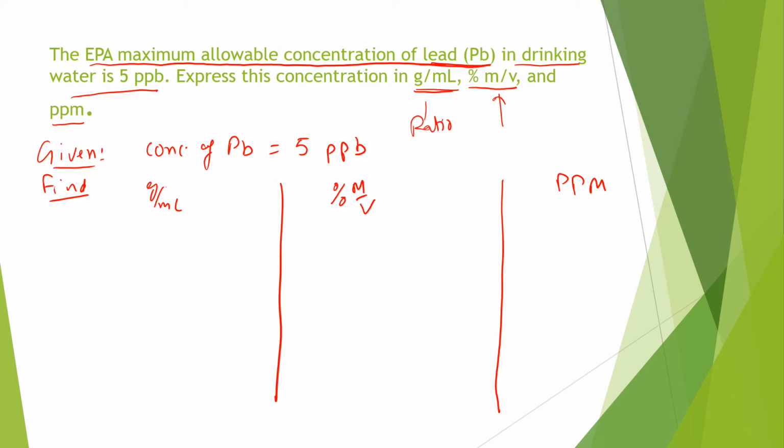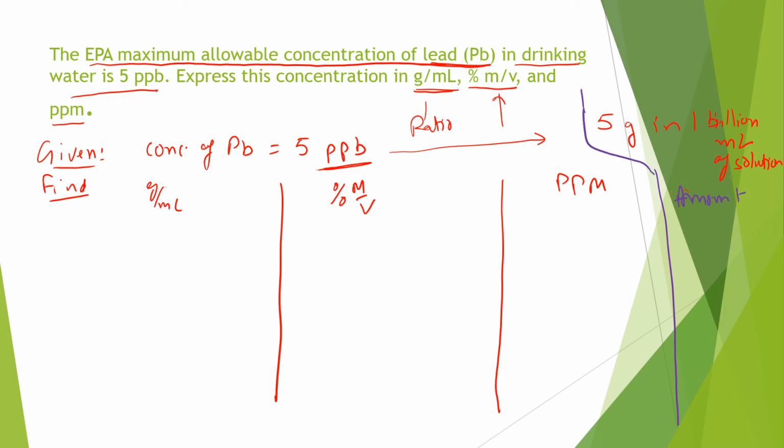Now what's the meaning of concentration 5 parts per billion? The meaning is that in this solution there are 5 parts or 5 grams in 1 billion milliliters of solution. That's the meaning of 5 parts per billion or ppb. So that means we kind of know the quantity or amount of solute.